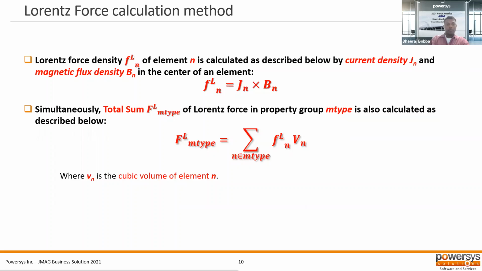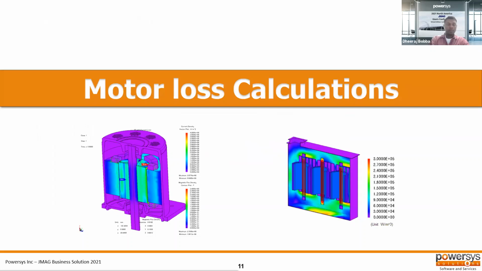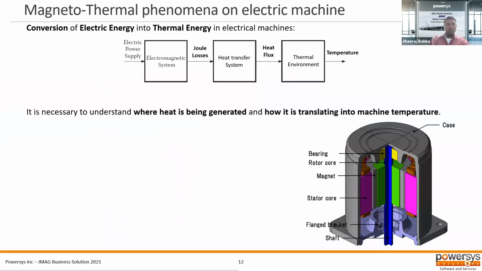So that'll be the brief introduction to the force calculation methods available in JMAG, and we'll switch over to the motor loss calculation. Here, there are different loss components, of course, but I'll be focusing more on the iron loss, and again, very briefly. So to go over a rough outline of the magnetothermal phenomena of the machine.